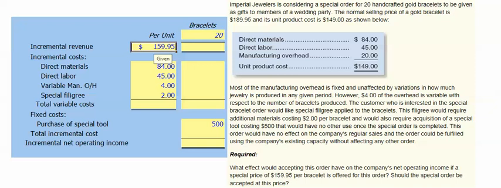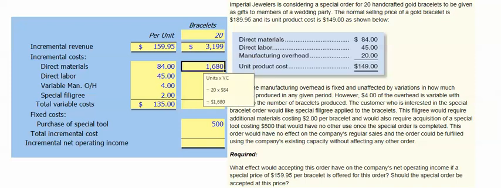Let's go ahead and compare our incremental revenue per unit with our variable cost per unit. Our variable cost per unit is $135. What we need to be sure of is that our contribution margin per unit times 20 bracelets is enough to cover the cost of the special tool. Let's go ahead and find our incremental revenues in total. That's going to be $3,199. That's 20 bracelets times $159.95 apiece.